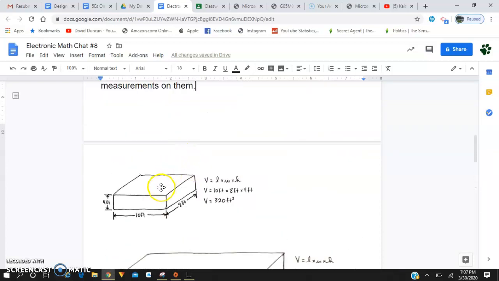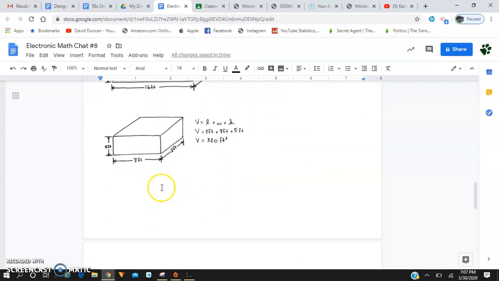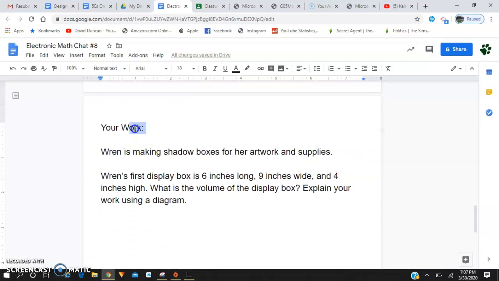Okay? Now going down to your work that I want you guys to work on. Right here I said your work. This character's name is Ren. Ren is making shadow boxes for her artwork and supplies. Ren's first display box is 6 inches long, 9 inches wide, and 4 inches high. What is the volume of the display box? Explain your work using a diagram.